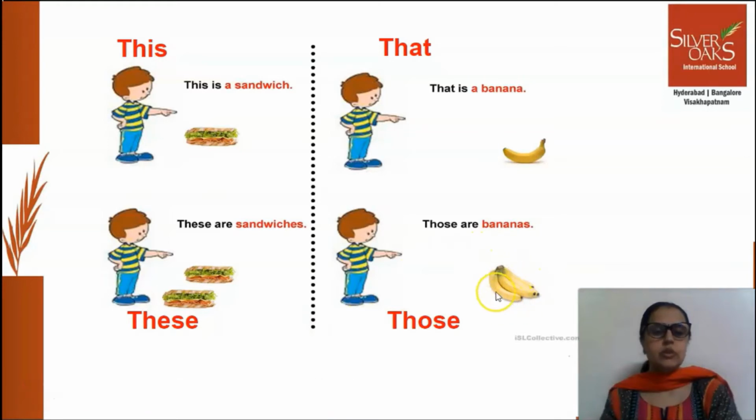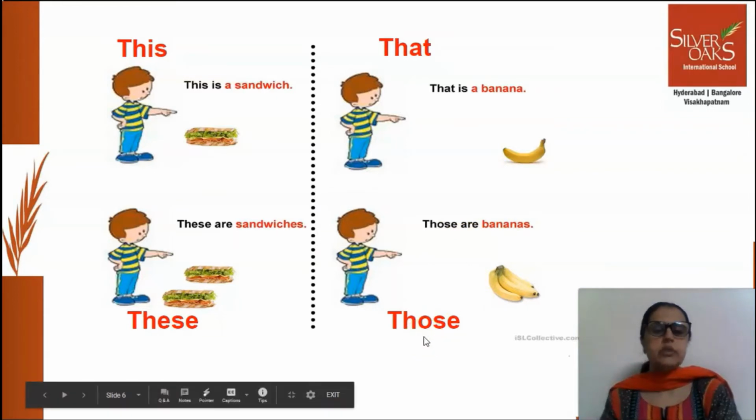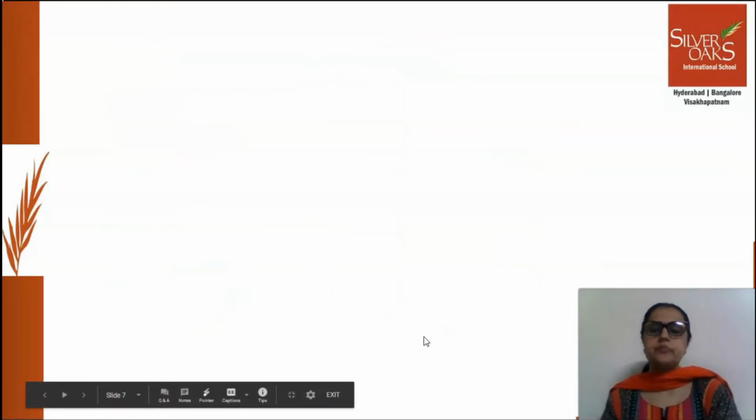Okay. So now look at this picture. What are those? Those are bananas. And how many bananas are there? There are many bananas. So since there are many bananas and they are far from us, we will say those are bananas using the demonstrative pronoun those.